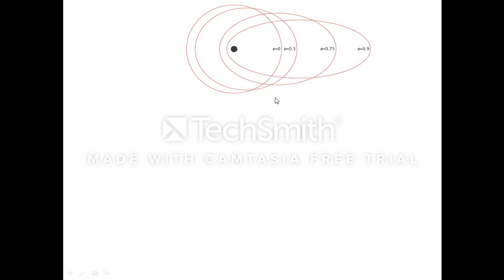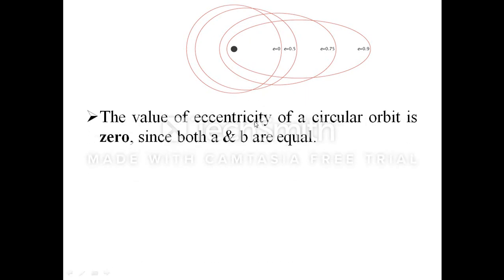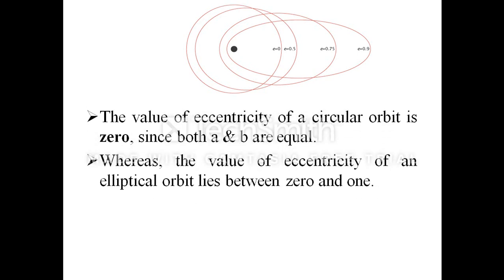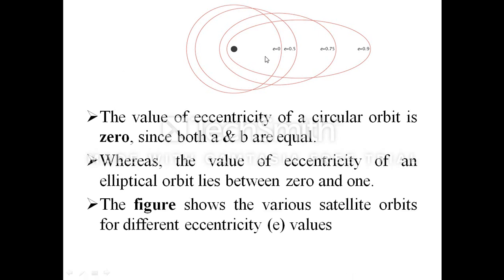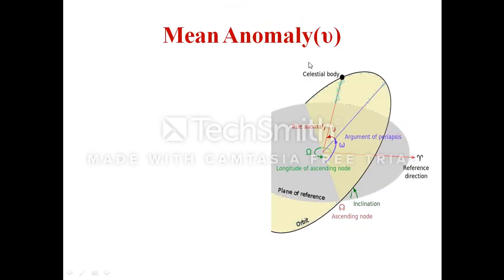Now this figure is for the different values of E. The value of eccentricity of a circular orbit is 0 because A and B both are equal. And for an elliptical orbit, the value of eccentricity is always between 0 and 1. This figure shows the different values of E. When E is 0, it is the circular orbit. For different values of E between 0 and 1, like 0.5, 0.75, 0.9, the shape is elongated. So we are getting different shapes of the ellipse.